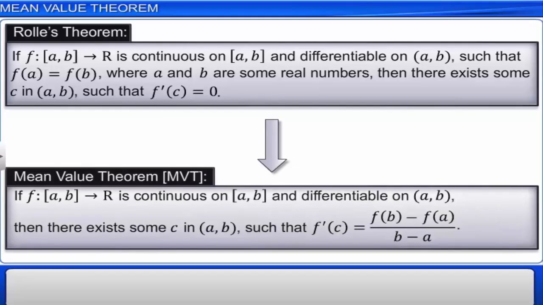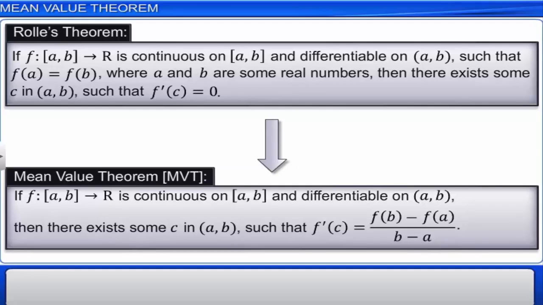The theorem states that if a function f from a closed interval a, b belonging to the set of real numbers is continuous on the closed interval a, b and differentiable on the open interval a, b, then there exists some real number c in the open interval a, b such that f dash of c is equal to f of b minus f of a whole divided by b minus a. The mean value theorem is denoted by MVT in short.